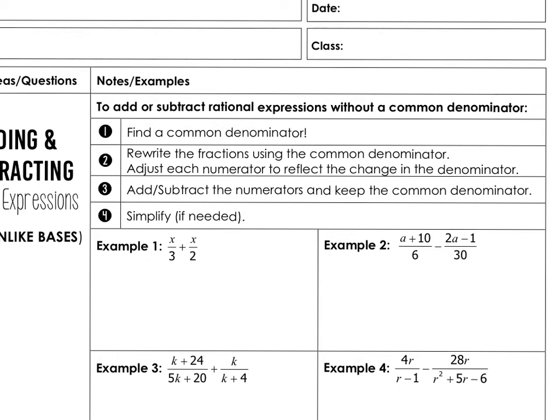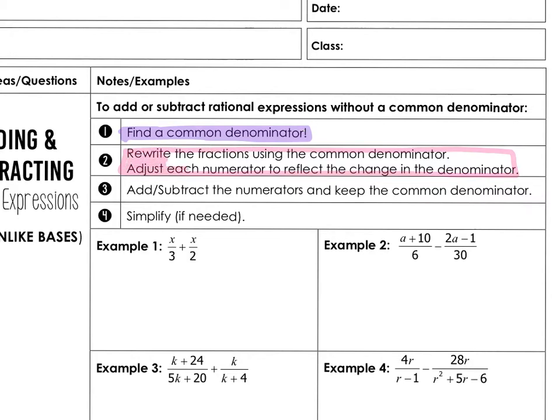So the first thing we want to do is find a common denominator. That's the most important thing. We need to find a common denominator, whatever that may be. Second, rewrite the fractions using the common denominator, and adjust each numerator to reflect the change in the denominators.